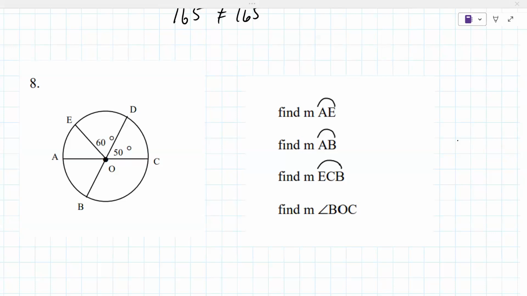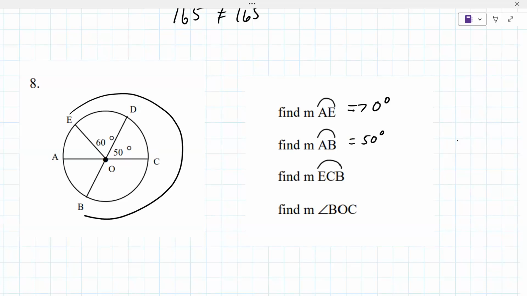All right. AE is 70 degrees. Okay. AB is 50 degrees. AP, 50 degrees, agreed. ECB is 240 degrees. Okay, how did you come up with that? I'm not saying you're wrong, I'm just asking how you did it. So I knew that AB was 50 degrees. So to get BC, I did 180 minus 50, and that's 130. And then 60 plus 50 plus 130 got me to that. That works.